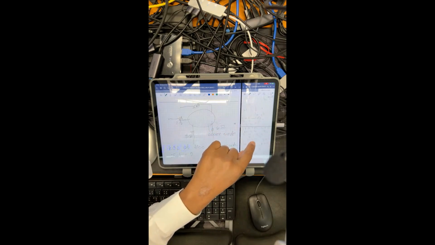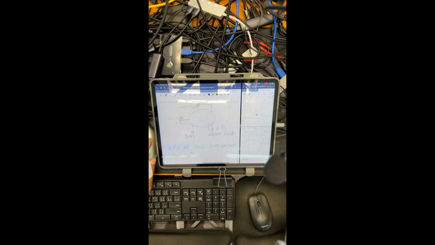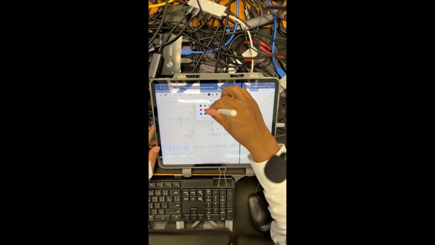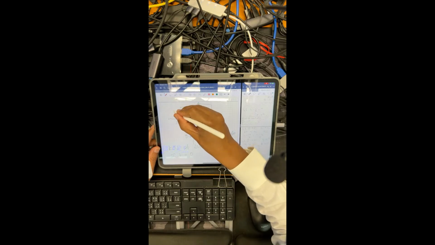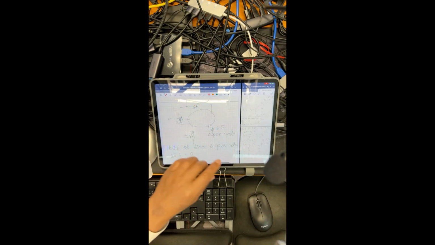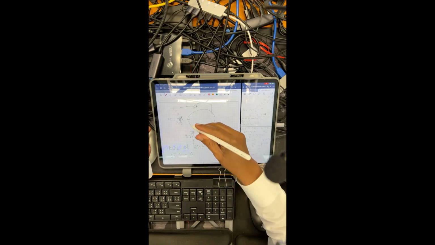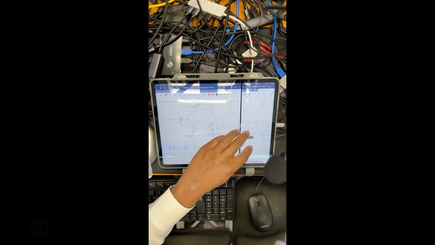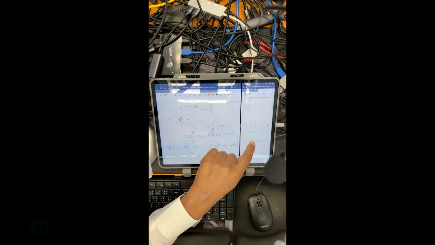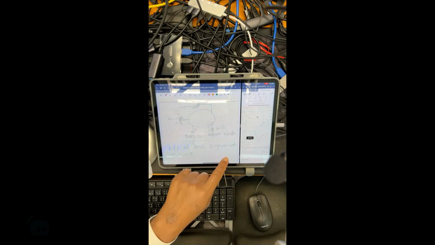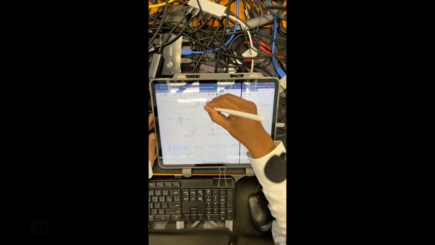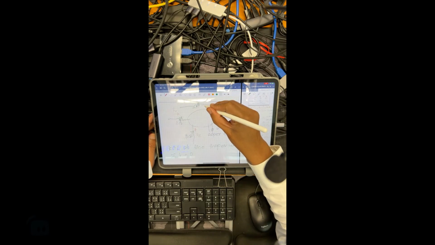In the second node you assume that this is Ix, in this direction. And here you assume it's Iz in this direction. And you assume the current here is I3, in this direction.